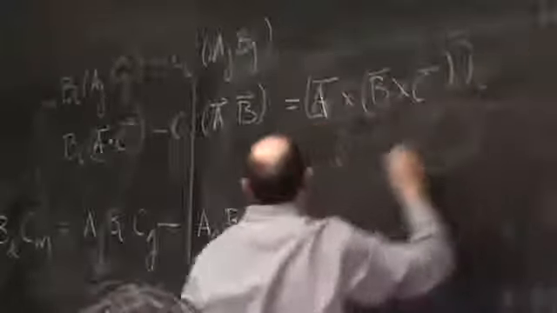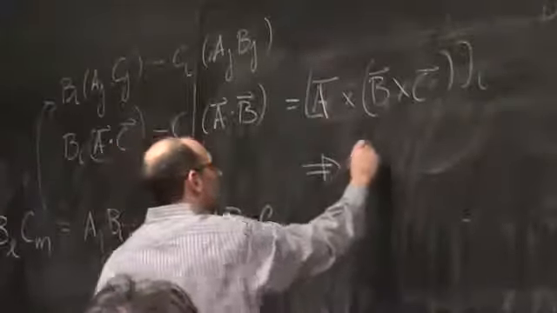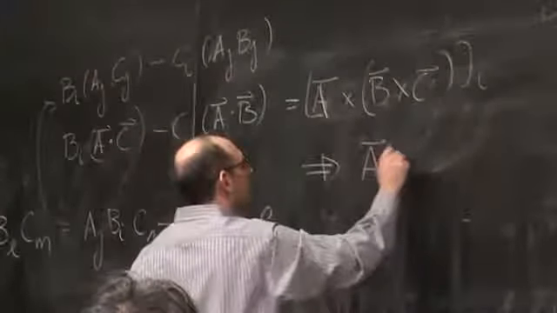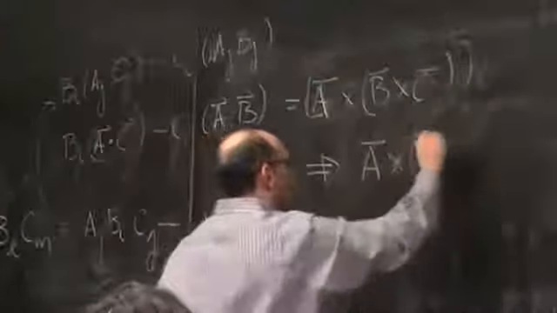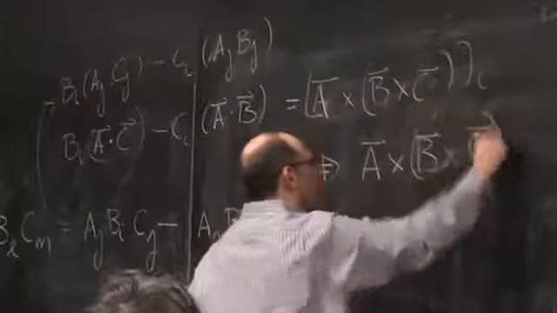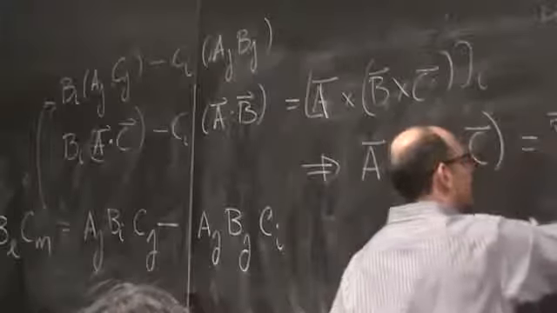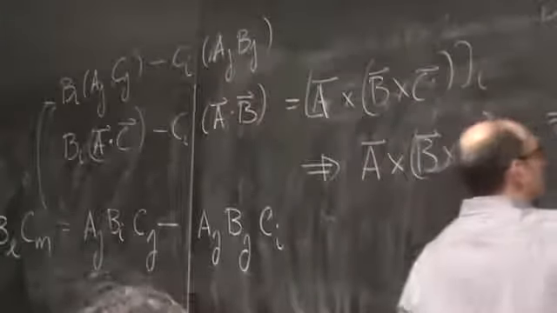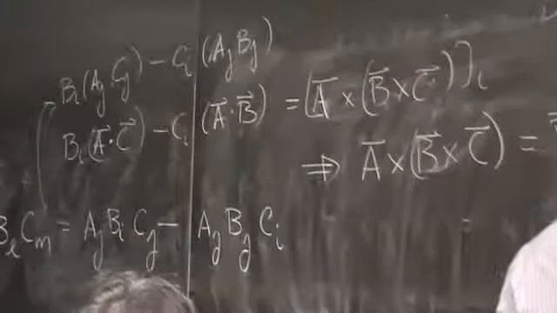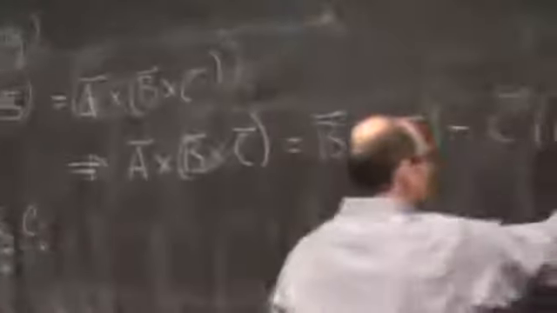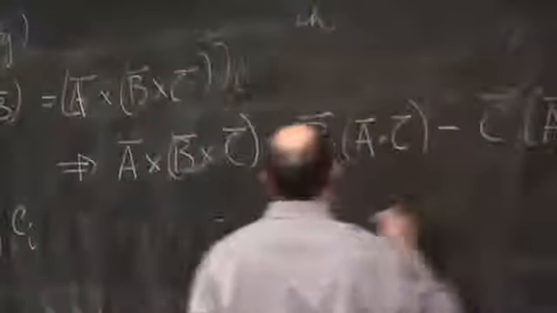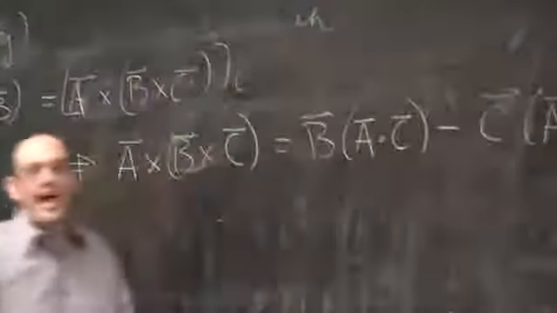So what we've learned from this is we just derived that A cross (B cross C) is B times the dot product between A and C, minus C times the dot product between A and B, or the famous BAC minus CAB rule.